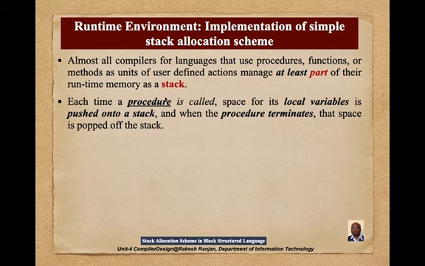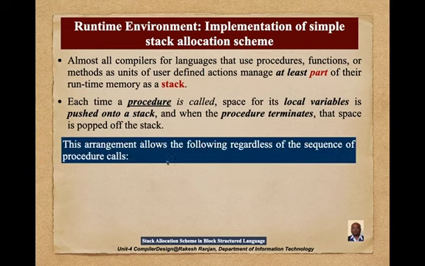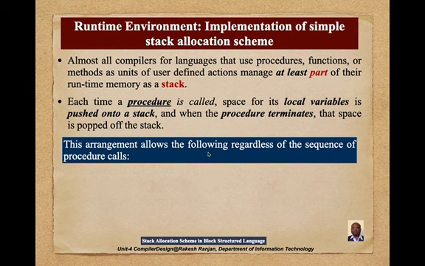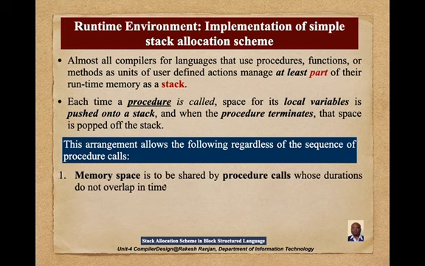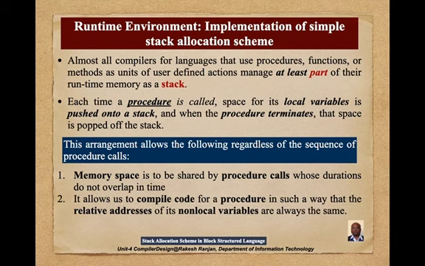Each time a procedure is called, space for its local variables is pushed onto a stack, and when the procedure terminates, that space is popped off the stack. This arrangement allows the following, regardless of the sequence of procedure calls. First, memory space can be shared by procedure calls whose durations do not overlap in time. It also allows us to compile code for a procedure in such a way that the relative addresses of its non-local variables are always the same.